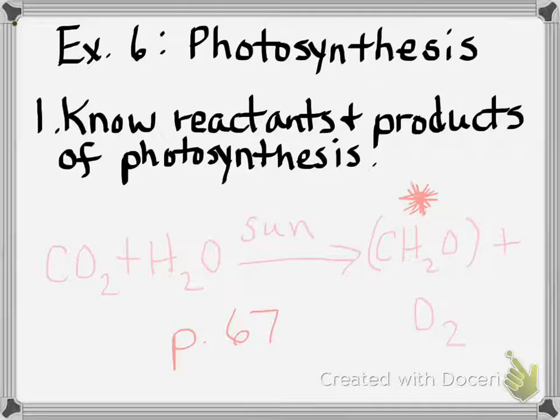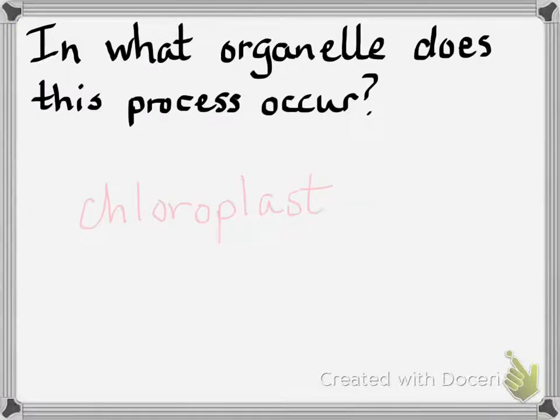Is everybody okay with photosynthesis, the reactants and products? Yes, ma'am. What were the first ones? CO2 plus water. Those are the reactants. We can bracket those and put an R right there. And then these over here are the products. Anybody else? Okay, great. The next question was, what organelle does this process occur in? Still looking on page 67.